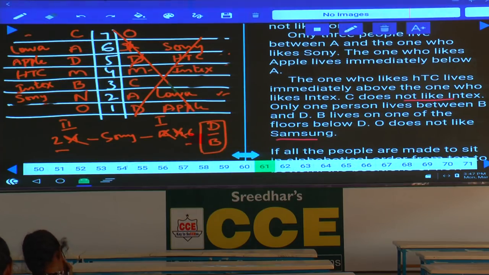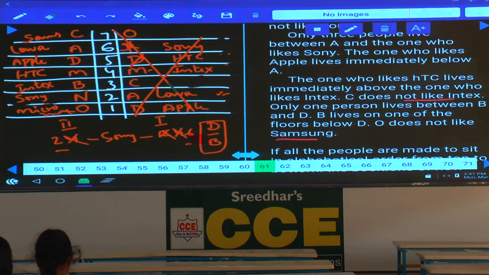If C likes Samsung, then what is left over? Micromax is left over. And this O likes Micromax. Done with this? Now this is how these 7 persons are staying on 7 different floors, and each one of them likes a different mobile brand as well. Then question number 61.